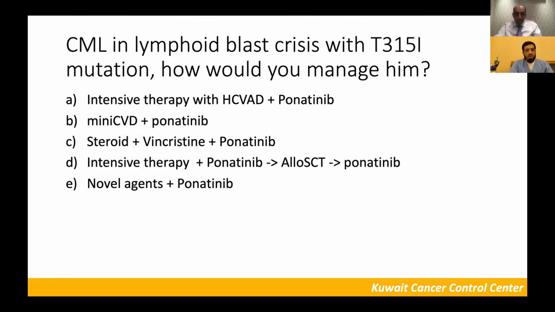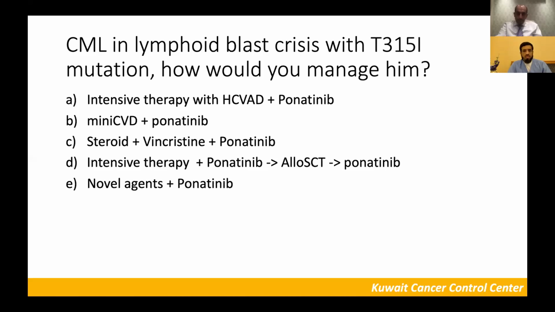So here we managed the patient, we discussed his case extensively, because this is a patient who is in need of Ponatinib, and we know that Ponatinib carries a higher risk of cardiovascular complications, especially in those who are elderly and with cardiovascular risk factors. So we elected at the end that this patient is not fit for intensive chemotherapy, that's number one, and he's not fit for transplant. So we went ahead and gave the patient mini CVD along with Ponatinib and Blinatumomab.